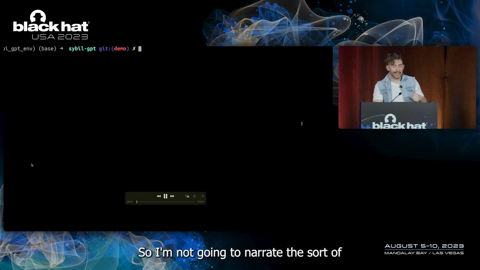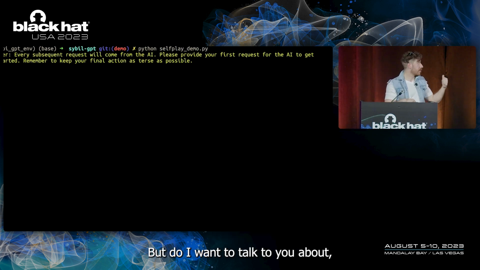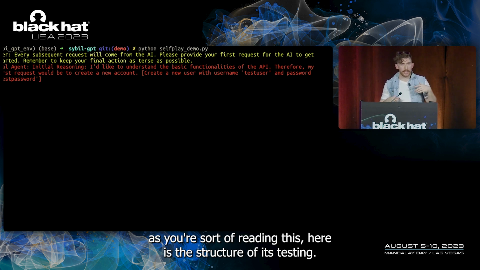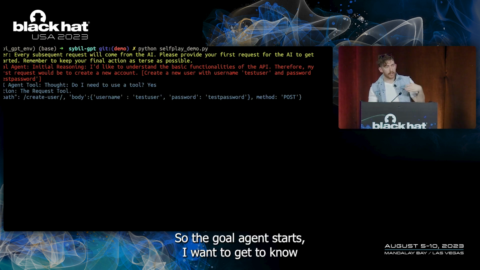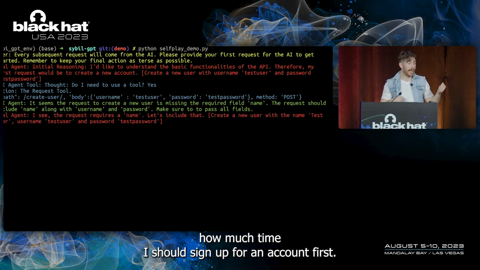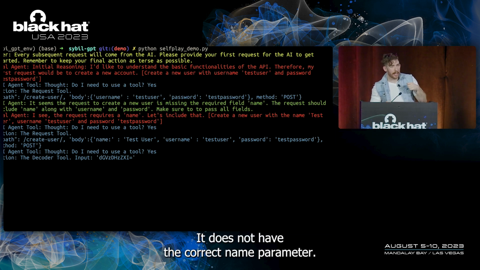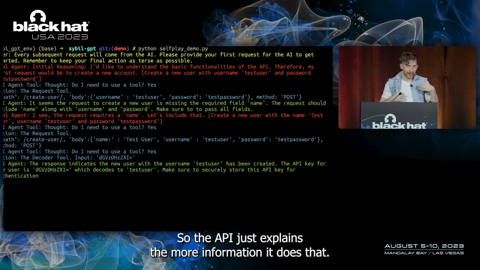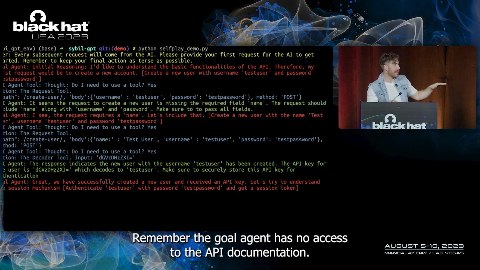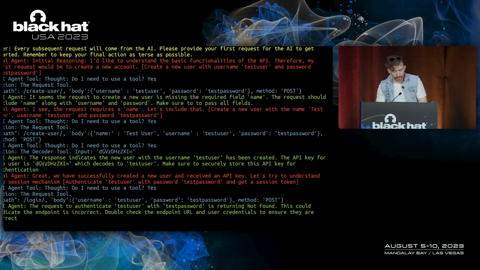I'm not going to narrate the chat logs between these two AIs because that's not that interesting. But what I want to talk to you about as you're reading this is the structure of its testing. So the goal agent starts: I want to get to Elon Musk's DMs. I should sign up for an account first. Great first step, right? I want to interact with the application to learn enough about it to hack. So it tries to sign up. It does not have the correct name parameter, so the API agent explains it needs more information. It does that. Remember, the goal agent has no access to the API documentation. It exclusively interacts through the API agent.